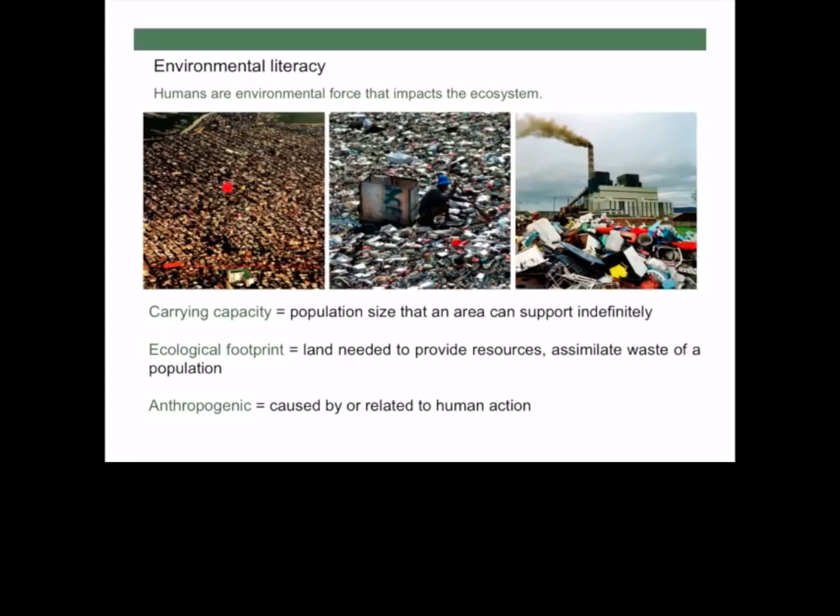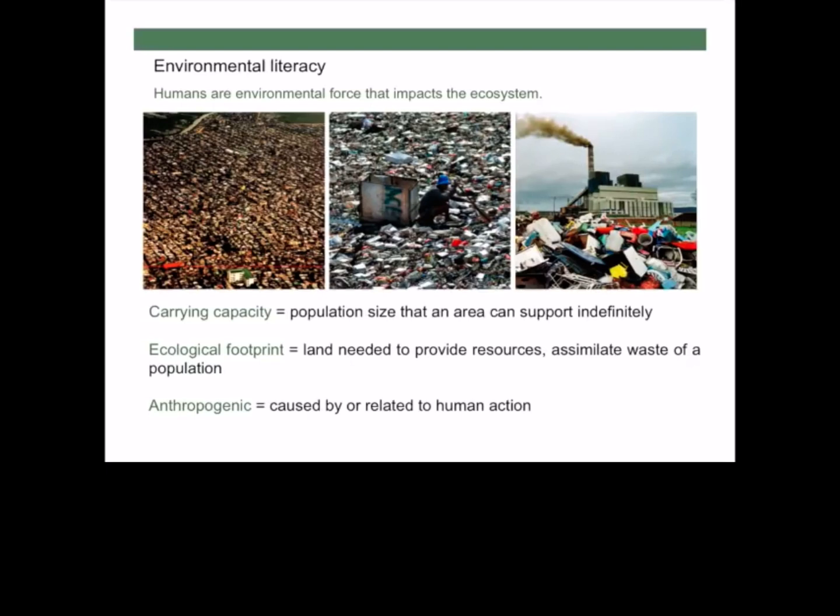We're going to look at how humans are an environmental force that impacts the ecosystem. We can do some very bad things to the land, to the water, to the air. Carrying capacity, by definition, is the size of population that an area can support indefinitely. And many scientists believe that we've already, as humans, gone over that carrying capacity on planet Earth. Ecological footprint is the land that you need to provide the resources, the water, the land for agriculture, the land for building shelters and houses and schools and all of these things, and the land to assimilate and take back the waste that we produce.